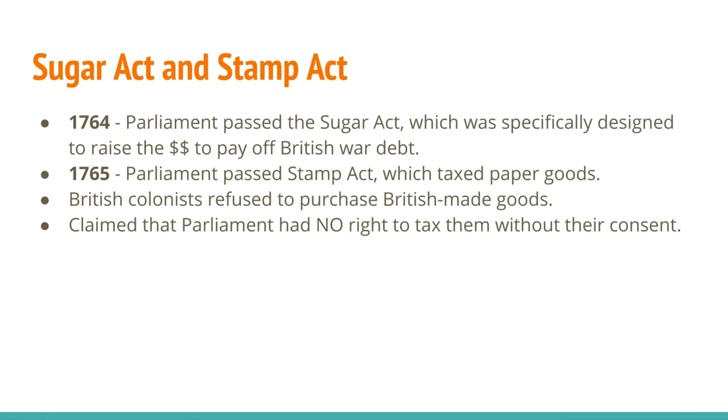In 1764, the famous Sugar Act was passed by Parliament, thereby imposing a series of taxes that were designed to pay off Britain's debt. This was followed by the 1765 Stamp Act, which taxed paper goods, so envelopes and whatnot. In response, the British colonists refused to purchase British-made goods and claimed that Parliament had no right to tax them without their consent.